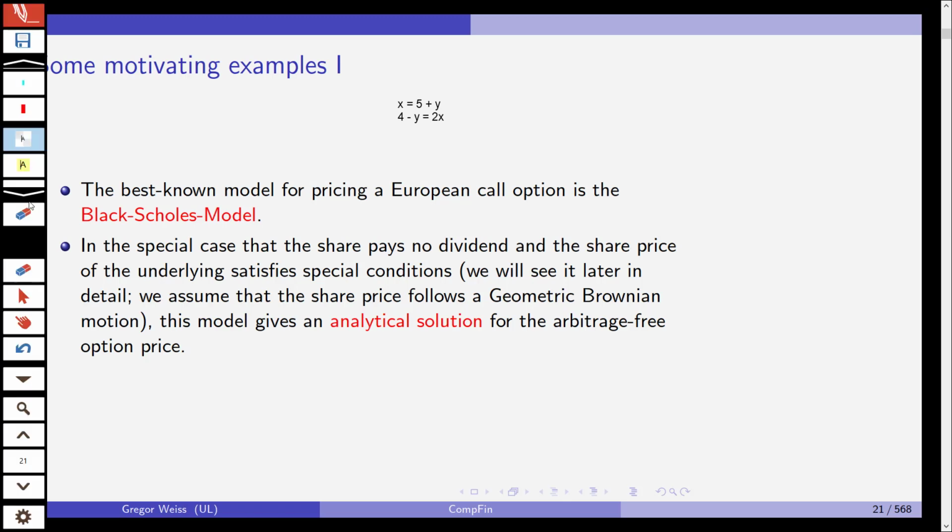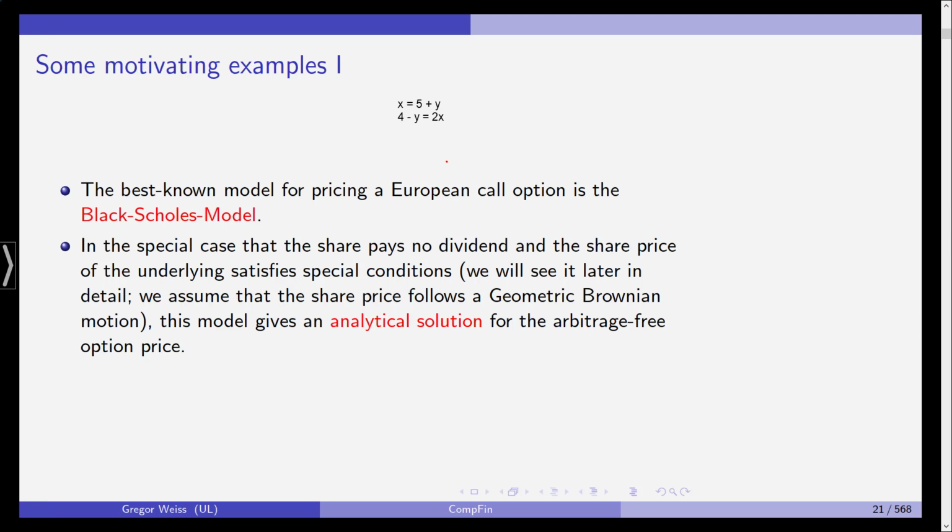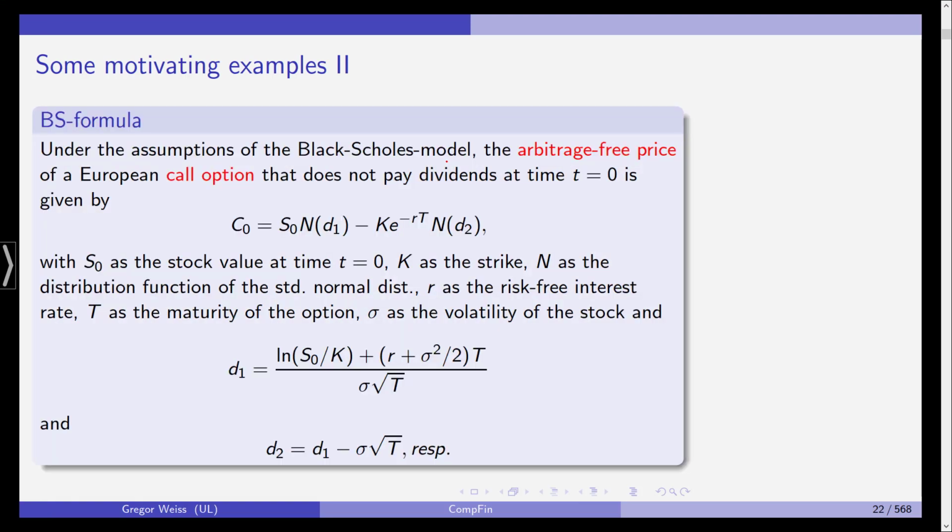Under certain assumptions, you get the analytical solution. But what we are more interested in this case is actually what kind of numerical problems could arise. So this is the Black-Scholes formula. Under these assumptions, we get the arbitrage-free price of the option contract, the European call, by C0 equals S0 times N of d1 minus K times exponential function of minus r times T times N of d2. d1 and d2 are these two arguments here.